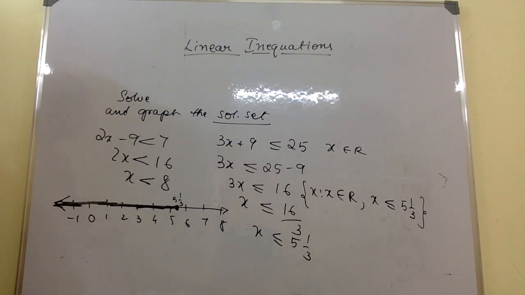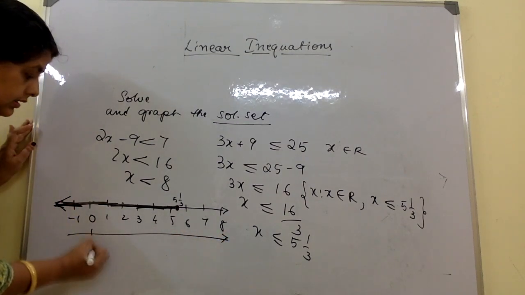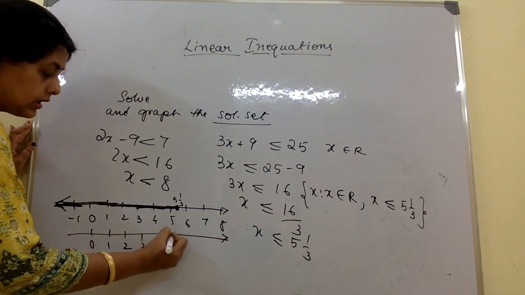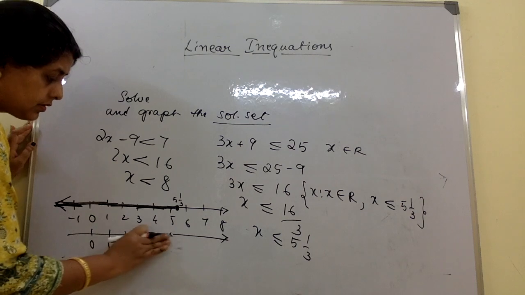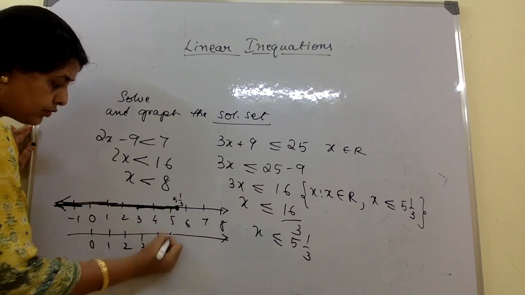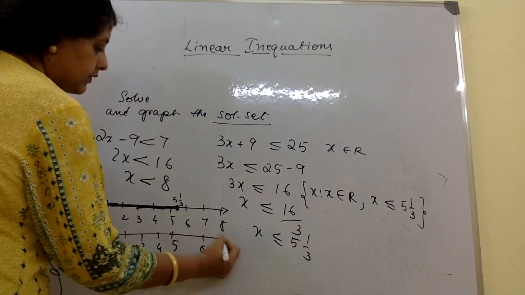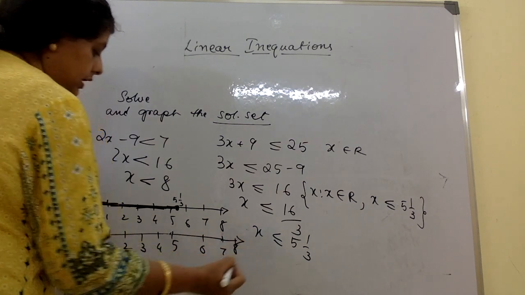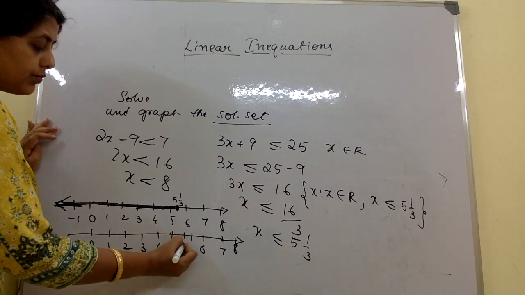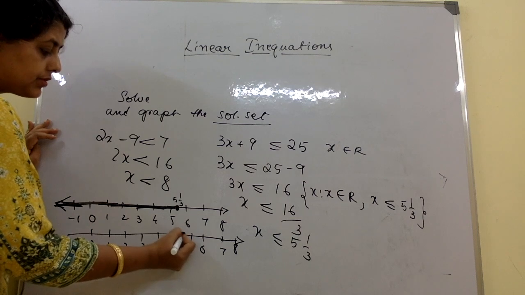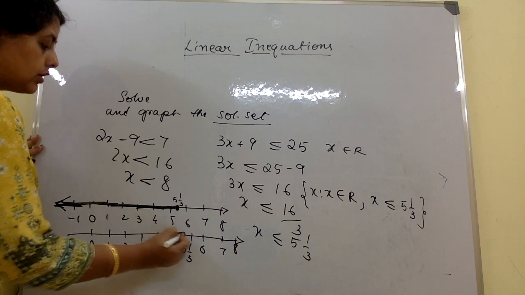Here you can also do it in a slightly different way. You draw the same number line: 0, 1, 2, 3, now extend this, and 4 and 5 and then 6, and 7 and 8, and then put the arrow. Now at this place you can put two lines. When you put two lines, this one becomes your 5 1/3. So you can show it like that also.